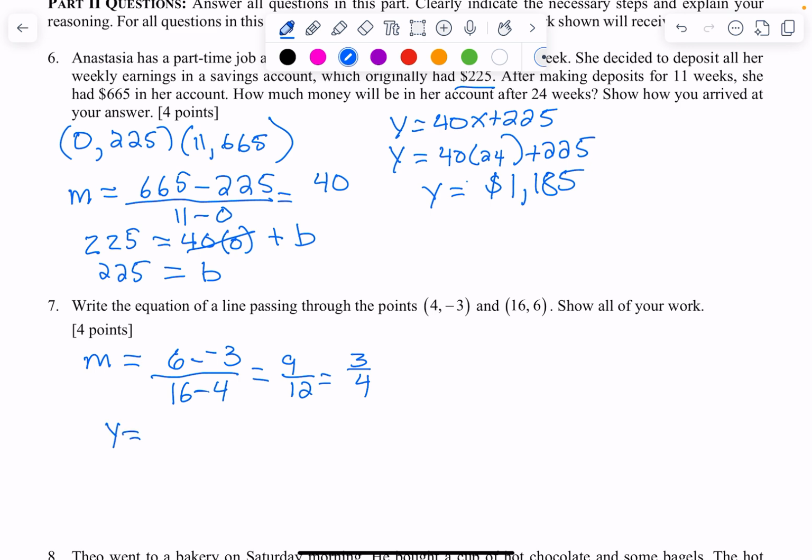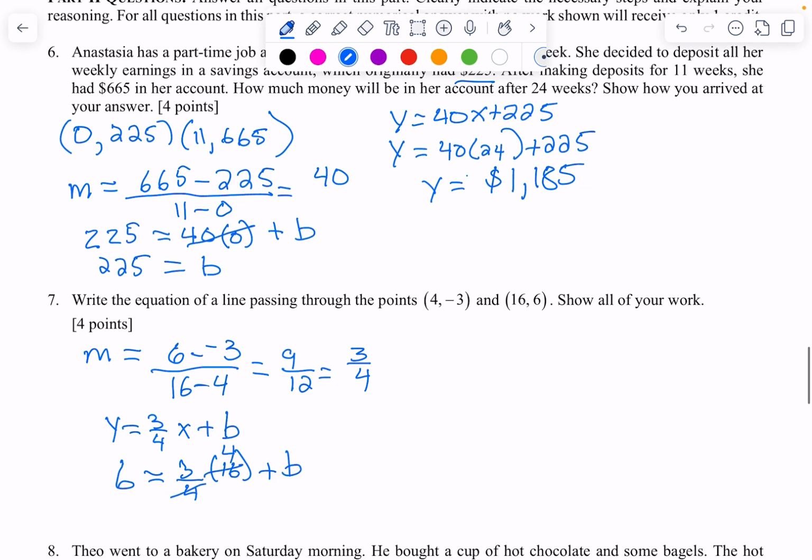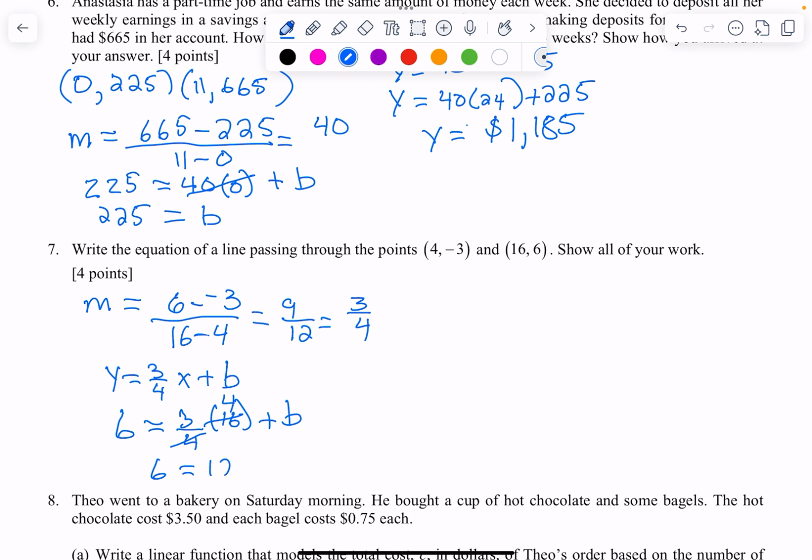So now we have y is equal to 3/4 x plus b. And I'm going to plug in 16 and 6. So 6 is equal to 3/4 of 16 plus b. So 6 is equal to 12 plus b. If we subtract 12 from both sides, we get b is equal to negative 6. So the equation will look like this. y is equal to the slope that we found, 3/4, times x minus the y-intercept, which is 6.